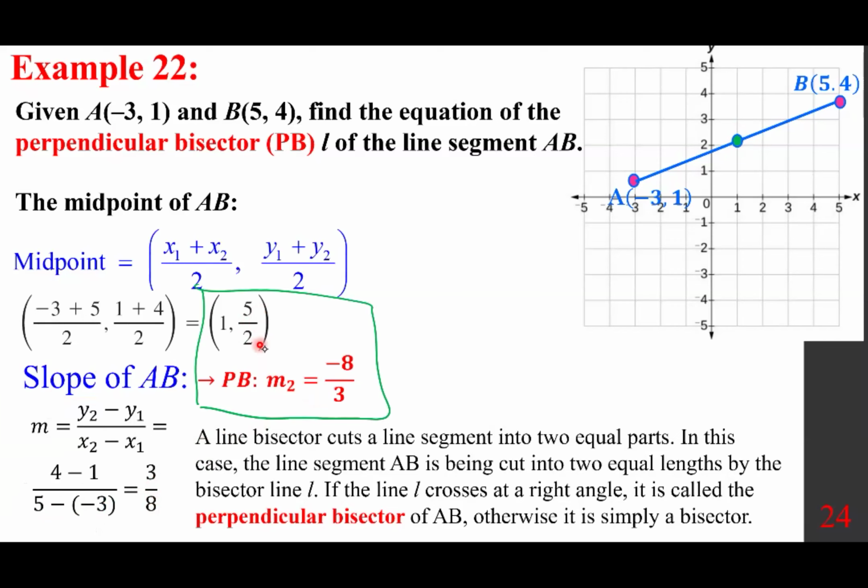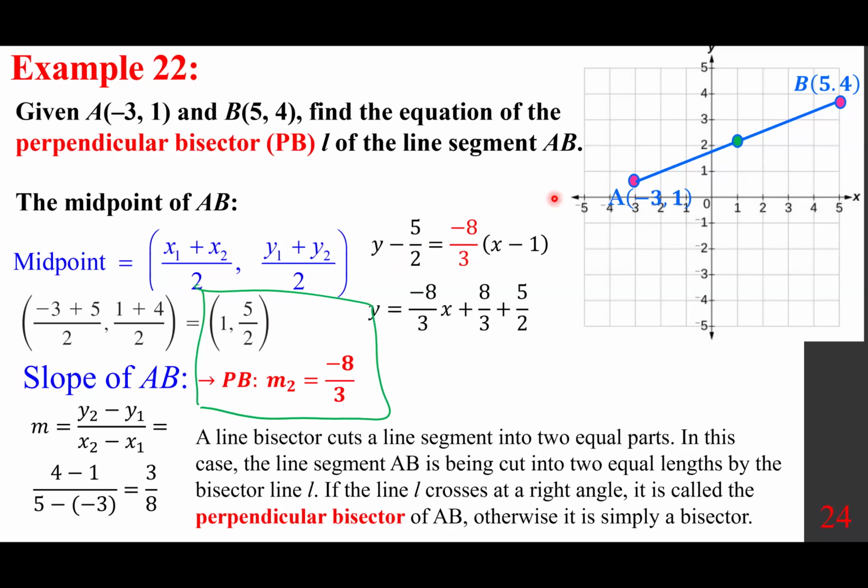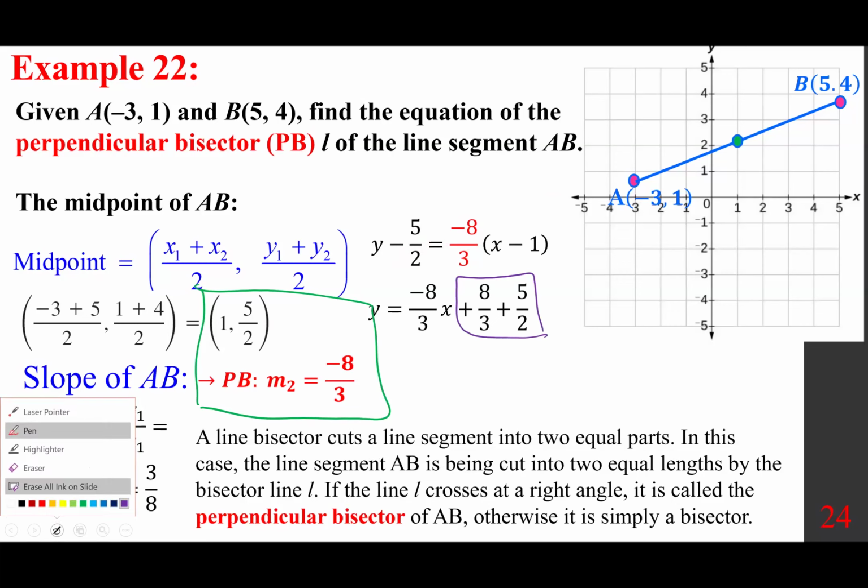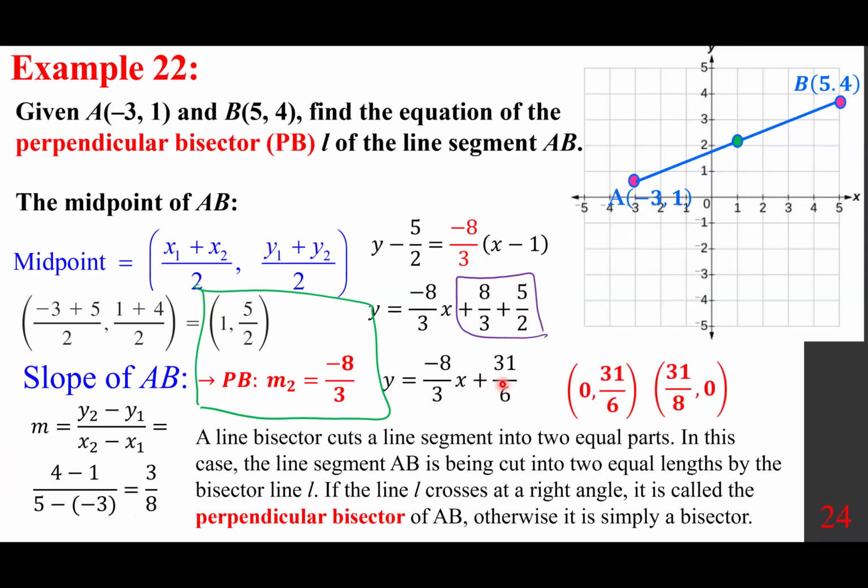Y minus y1, that means y minus 5 halves, equals m, that means minus 8 thirds, times x minus x sub 1, that means x minus 1. Distribute, you get minus 8 thirds x. Distribute, you get plus 8 thirds, and move this, and you make it 5 halves. And all you have to do is add up these two. The common denominator is 6. So this becomes 2 times 8, 16. This becomes 3 times 5, 15. They add up to 31. So we have y equals minus 8 thirds x plus 31 over 6.